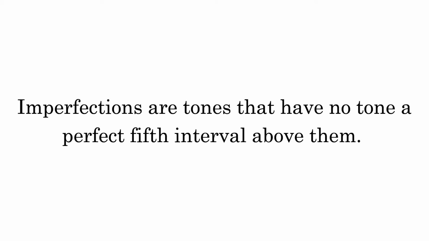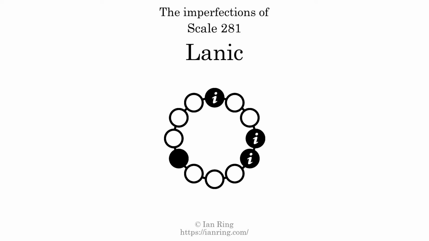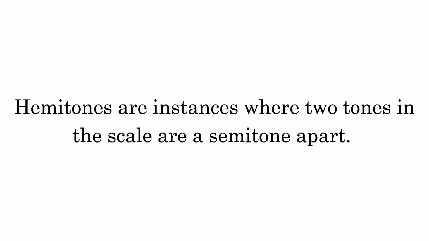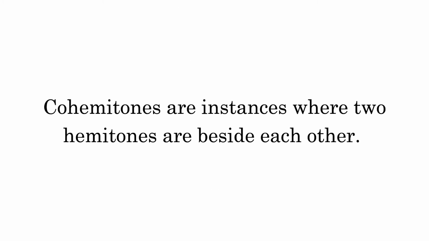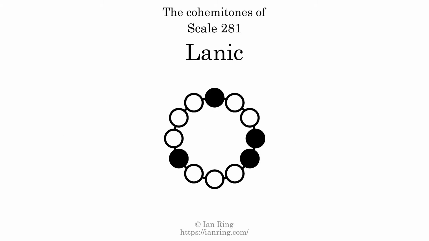Imperfections are tones that have no tone or perfect fifth interval above them. This scale has 3 imperfections. They are at positions here, here, and here. Hemitones are instances where 2 tones in the scale are a semitone apart. This scale has 1 hemitone here. Cohemitones are instances where 2 hemitones are beside each other. This scale has no cohemitones.